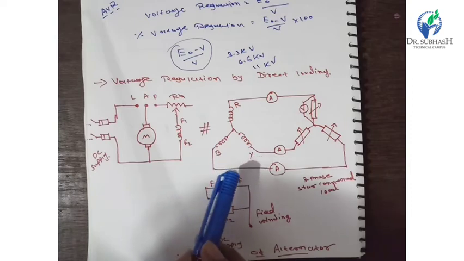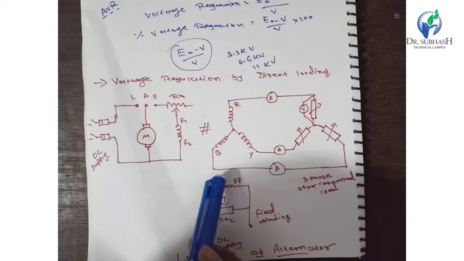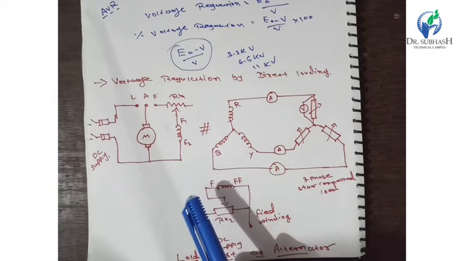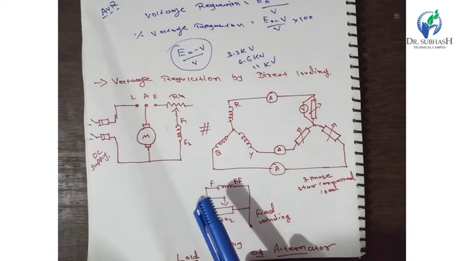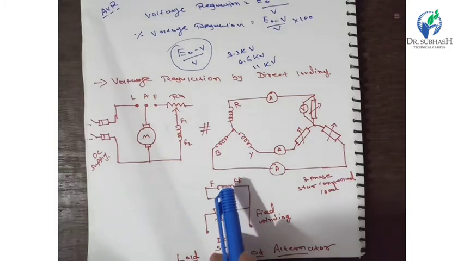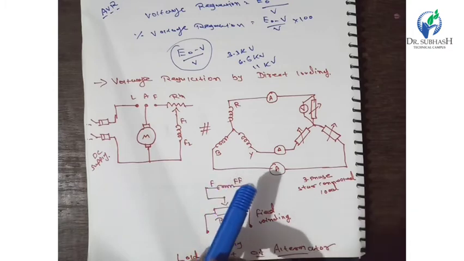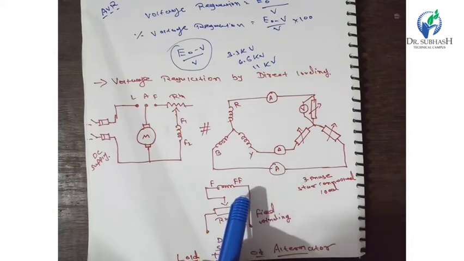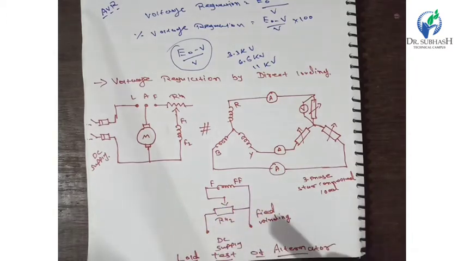The armature current and terminal voltage readings are noted at the rated full load condition. A similar process is repeated for 75%, 50% and 25% of the rated current. Correspondingly, the changes in terminal voltage are noted for the voltage regulation. The alternator is loaded in steps of 75%, 50%, 25% of the rated current.